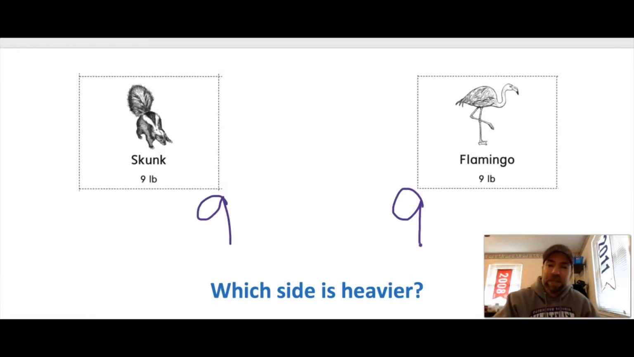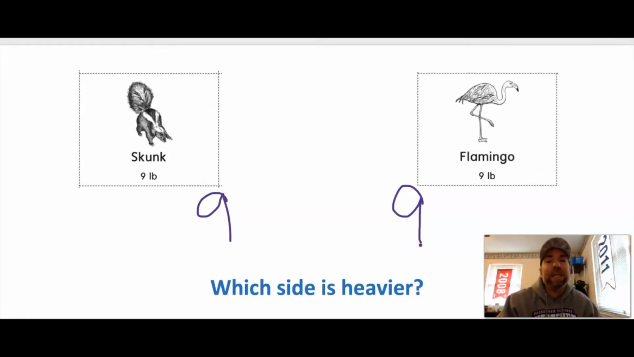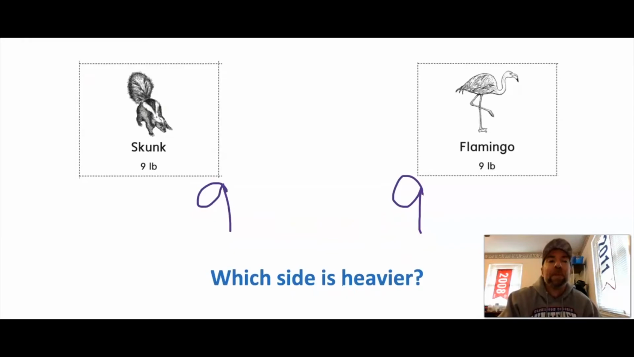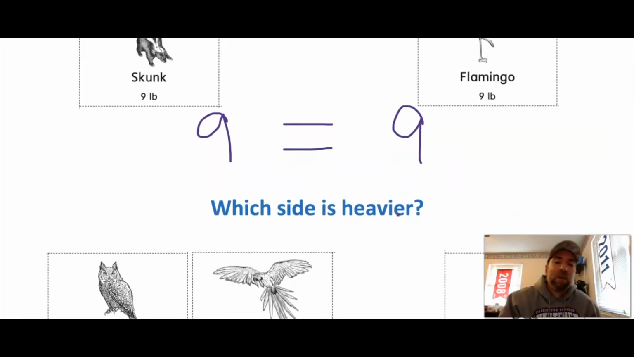But if they're both the same, what symbol do we use? We use the equal sign. 9 equals 9. So they're both the same weight. None of them are heavier. Awesome job. Let's take a look at another type of problem.